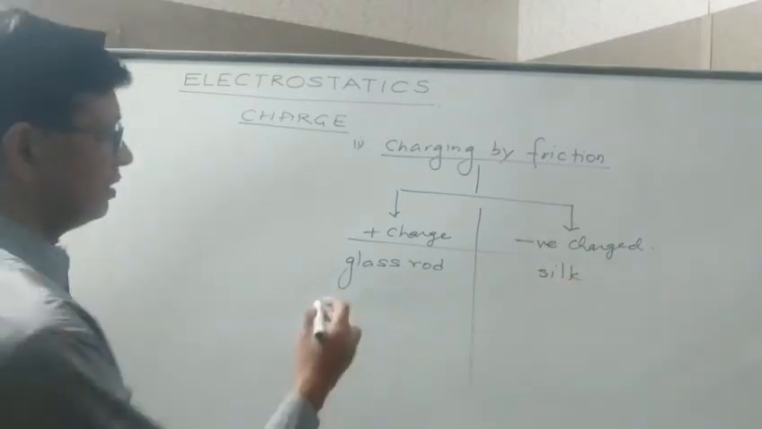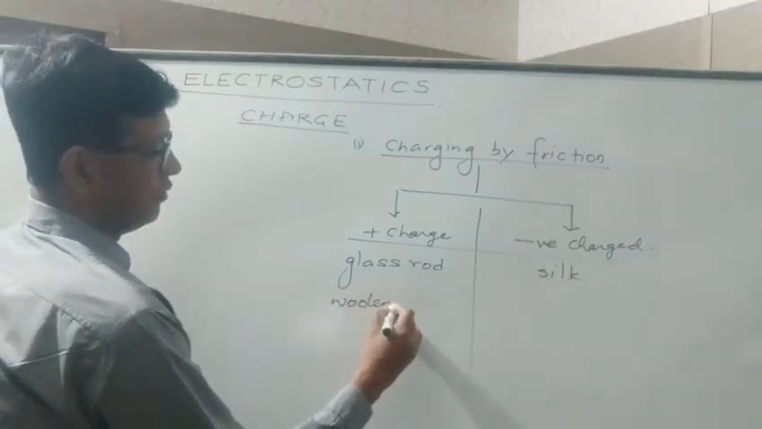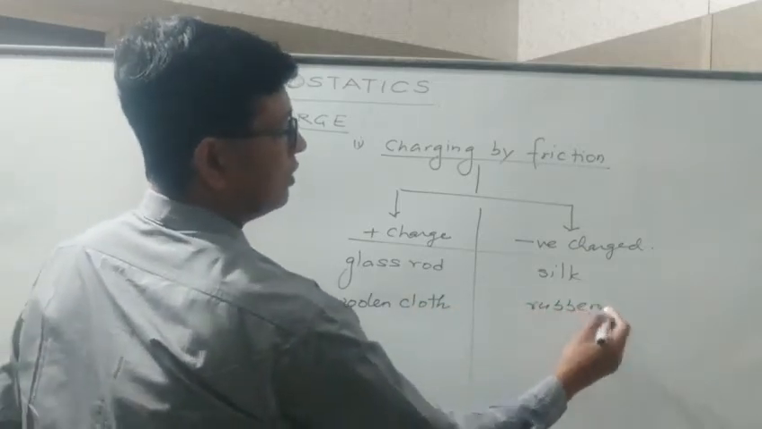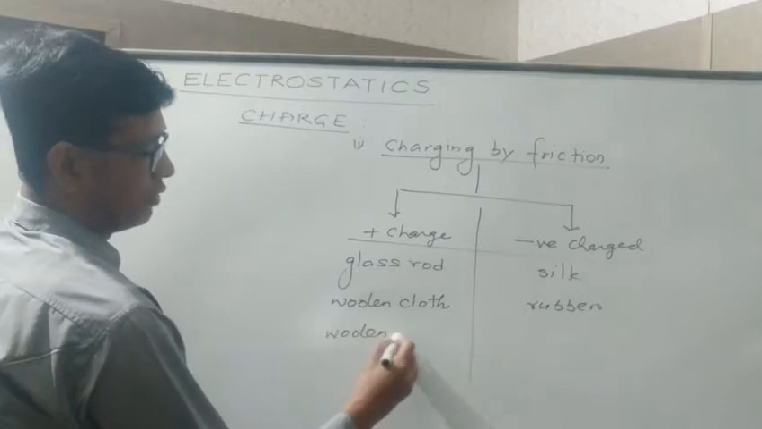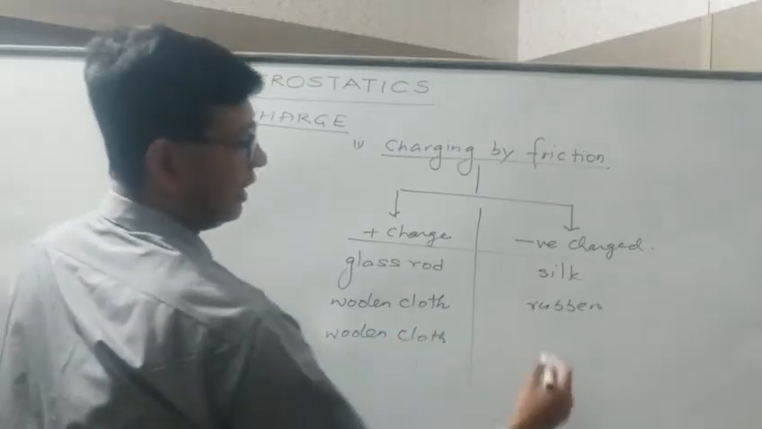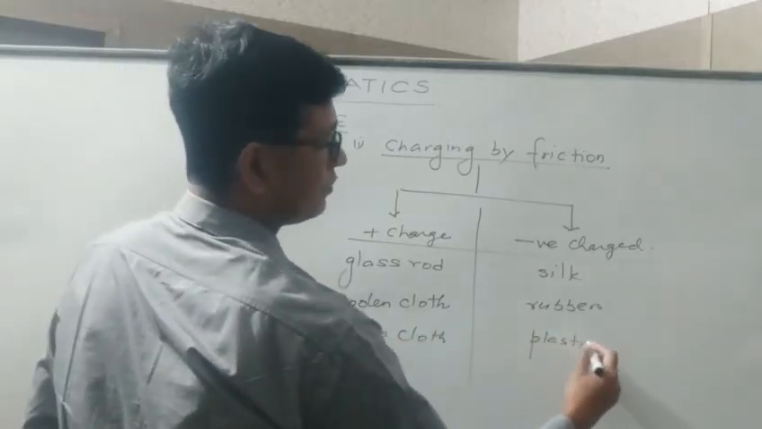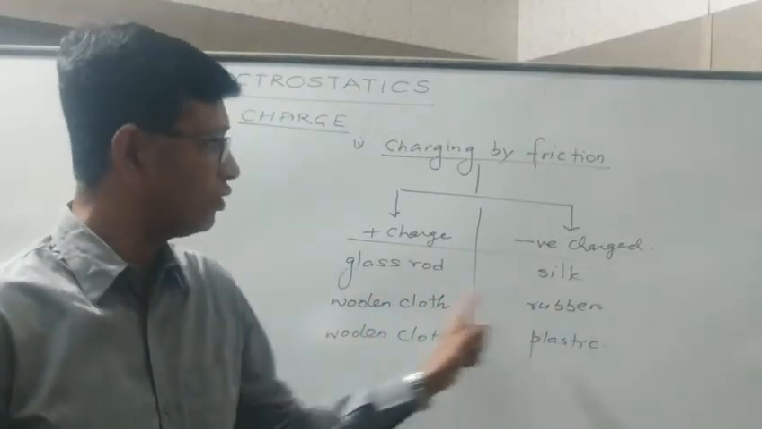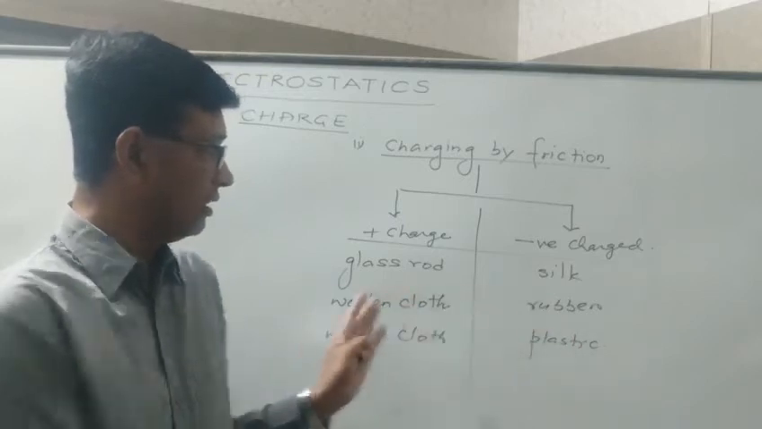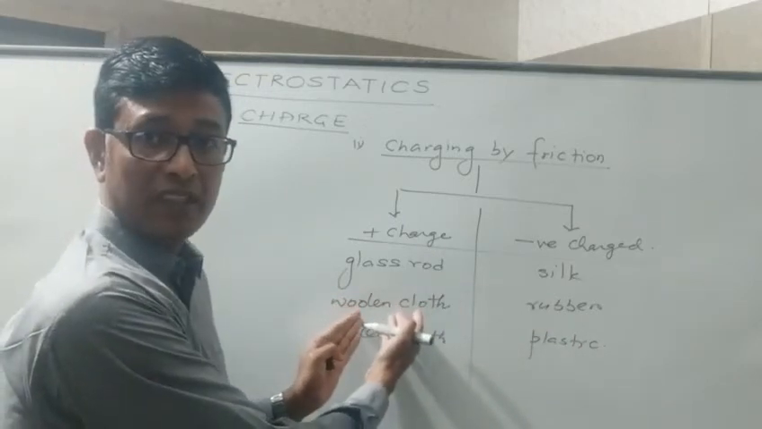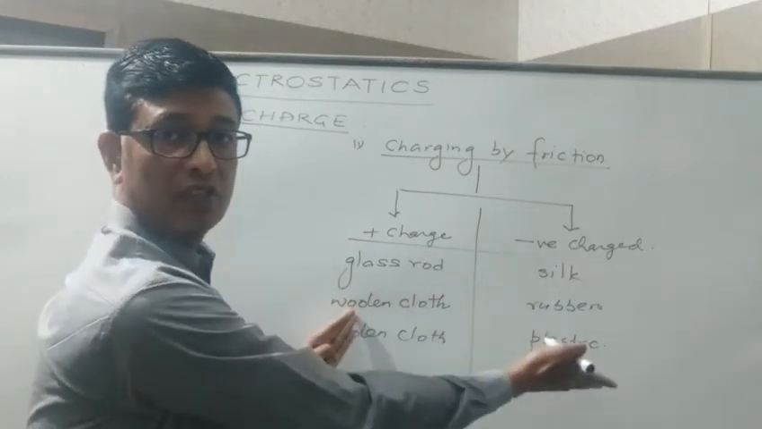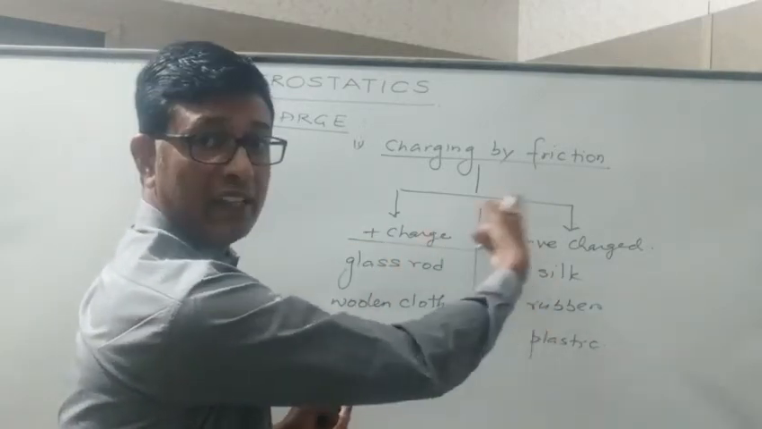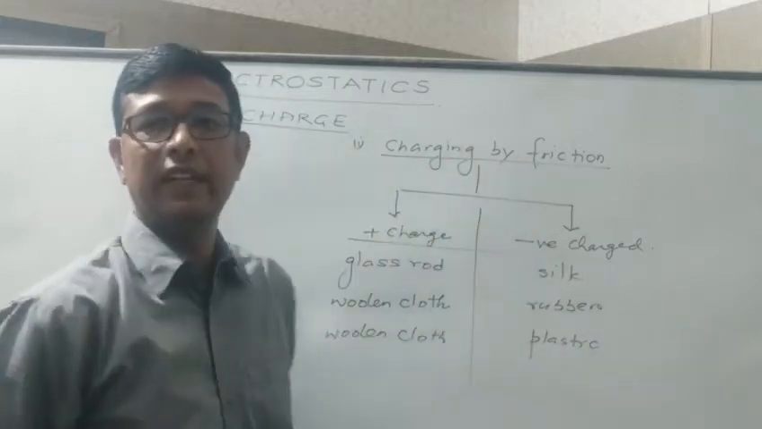Similar examples are woolen cloth and rubber, or woolen cloth and plastic. So, when substances from these two categories are rubbed against each other, then this category of substance tends to lose electrons and hence acquires positive charge. This category of substance tends to gain electrons and thus acquires negative charge.